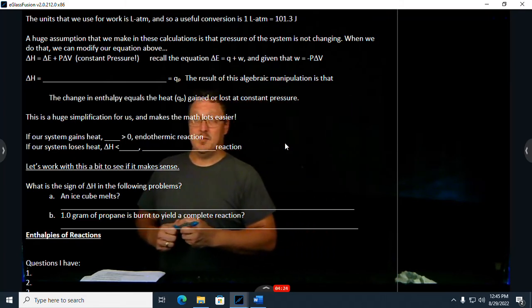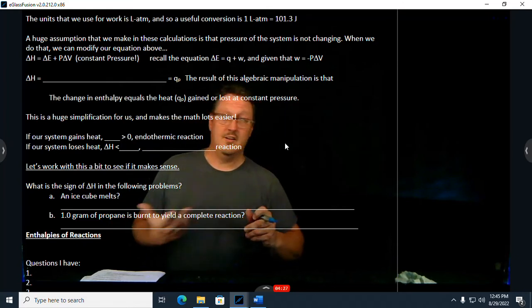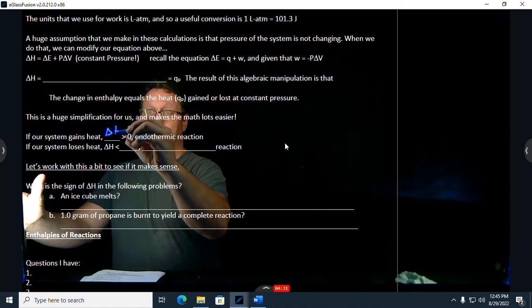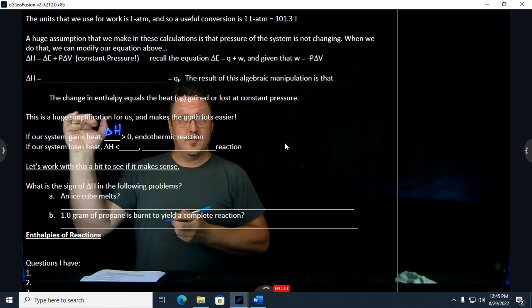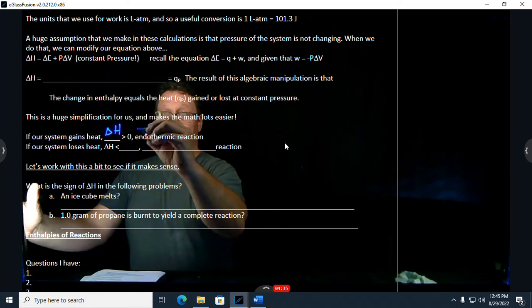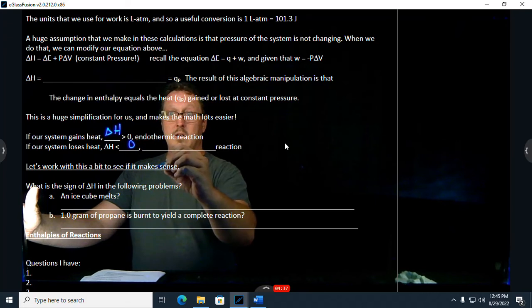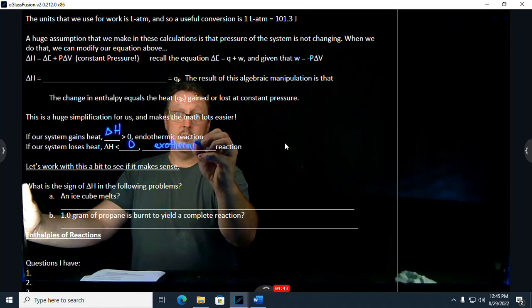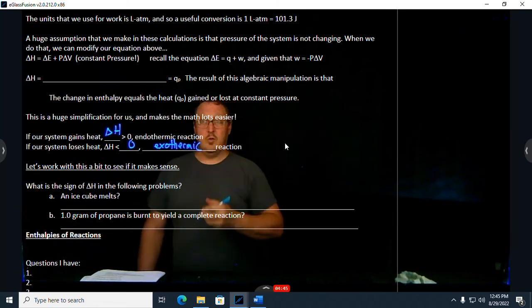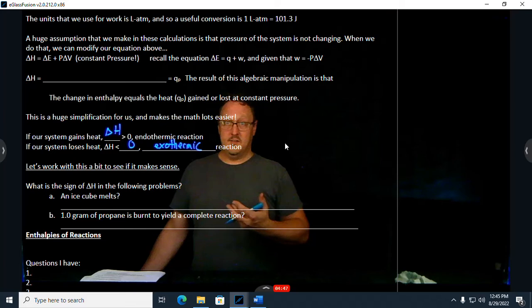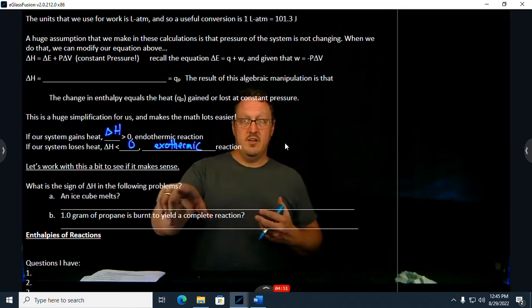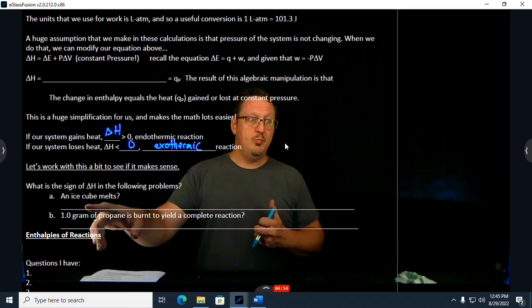If our system gains heat, our delta H is greater than 0. If our system loses heat, our delta H is less than 0, and that's an exothermic reaction. Let's do a little bit of work and see if this makes sense. What is the sign of delta H in the following scenarios? If an ice cube melts.